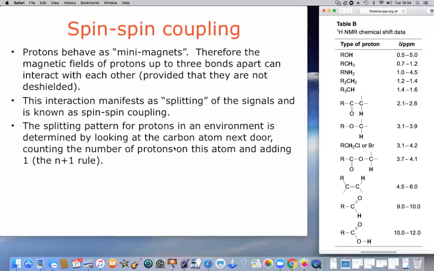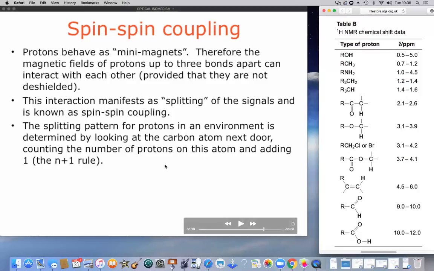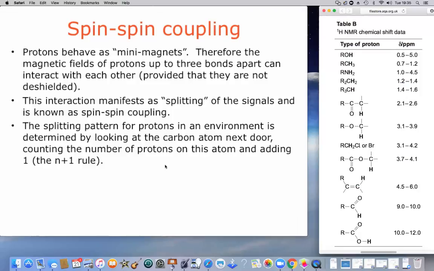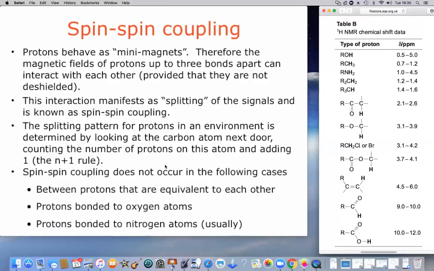Now, in order to determine the splitting pattern for the protons in a particular environment, you look at the carbon atom next door to the carbon atom on which the protons appear themselves. Sometimes it's a bit that people find hard to visualize. We'll have a look at a couple of examples in a minute. But you look at the protons, look at the carbon atom they're attached to, and then you go to the carbon atom next door and count the number of protons there. It could be on the left and on the right if it's in the middle of a chain. We'll look at an example of that. You count up all those protons and you add 1. That's the n+1 rule. You add 1 to that number, and that gives you information on the type of pattern that you are going to get.